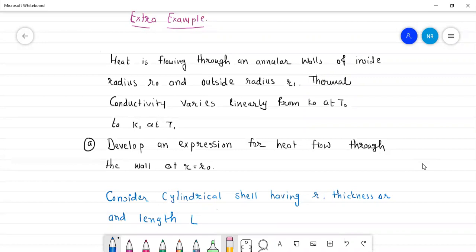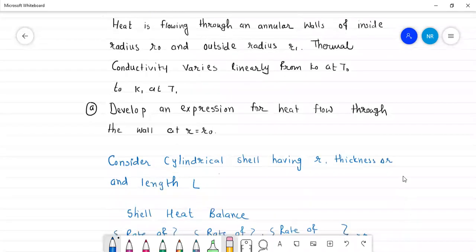So we have to develop an expression for capital Q0, the heat flow through the wall at r equal to r. Now to derive all this, we say that there is a control volume in between these two radii r0 and r1. We consider a control volume having radius r, thickness delta r, and length L.